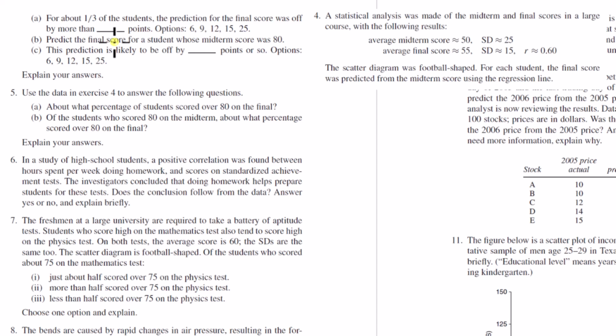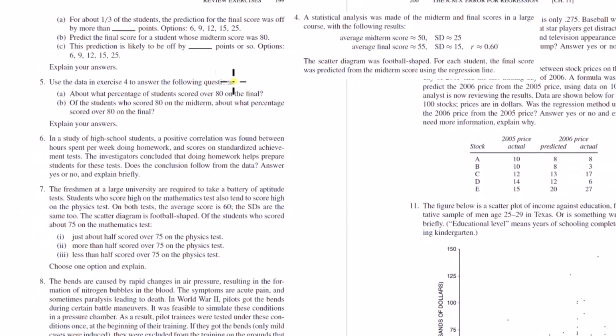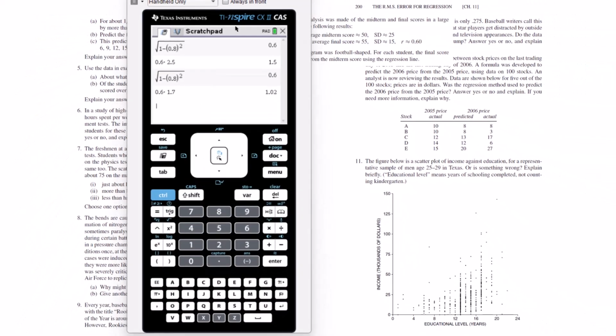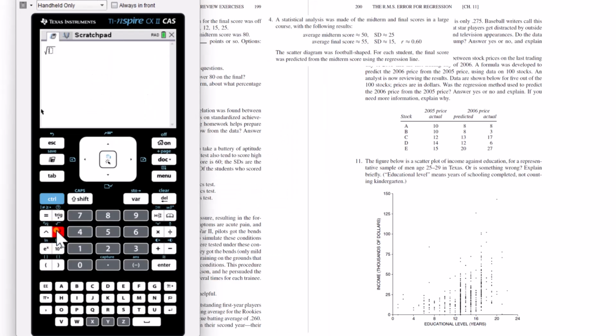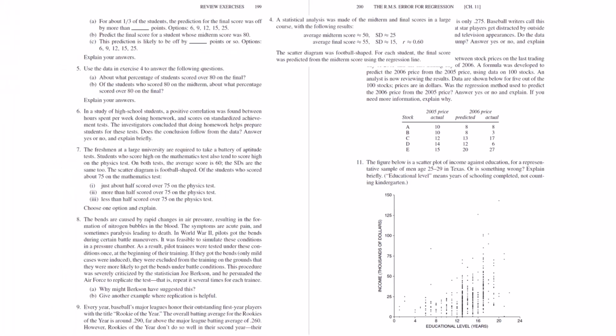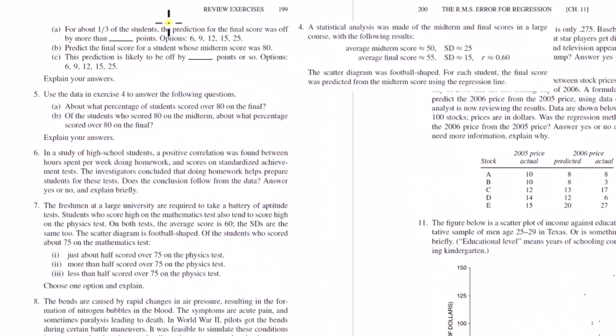What they mean by 1/3 is, it's football shaped, so if we calculate the R.M.S. error, we'll get a value. So let's do that. Square root of 1 minus 0.6 squared times, and we're predicting the final score, so times 15. So 12. The answer is going to be 12 here.